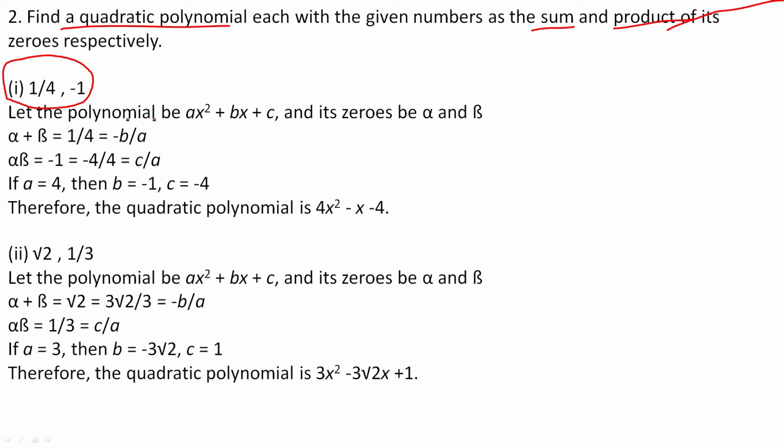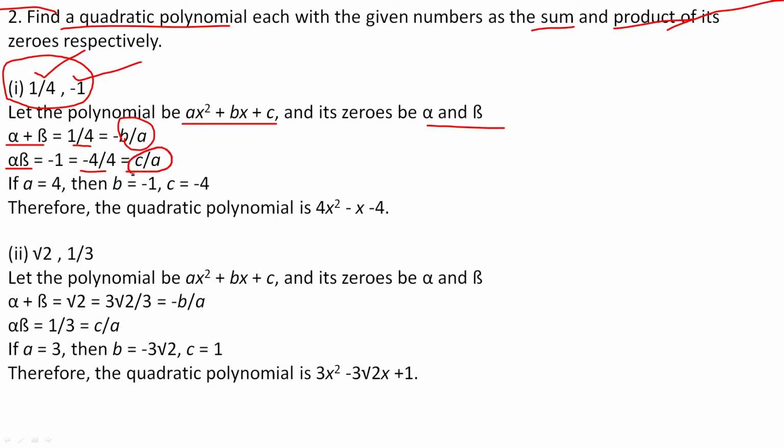We know that the standard form of the polynomial is ax square plus bx plus c always. Let its zeros be alpha and beta. You know that the sum of the zeros is 1 by 4 and the product of the zeros is equal to minus 1. So alpha plus beta is equal to 1 by 4, that is the formula minus b by a, and alpha beta, the product, is minus 1, which is minus 4 by 4, and as per the formula is equal to c by a.